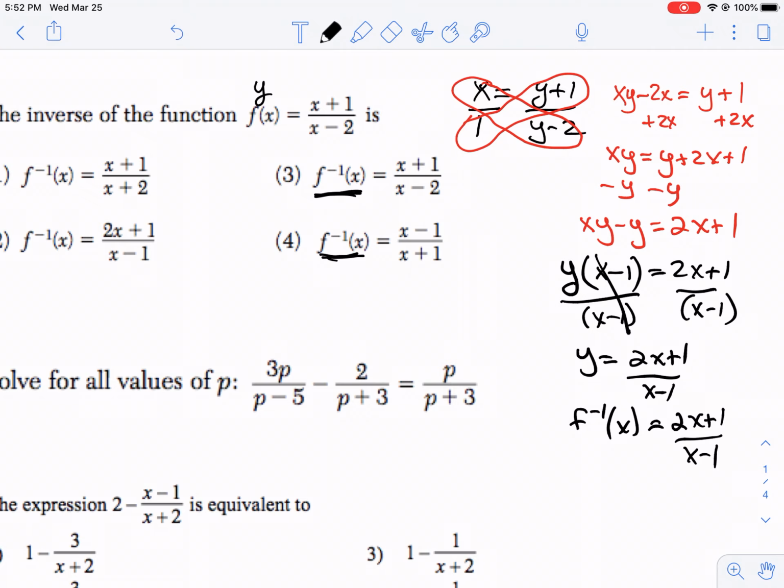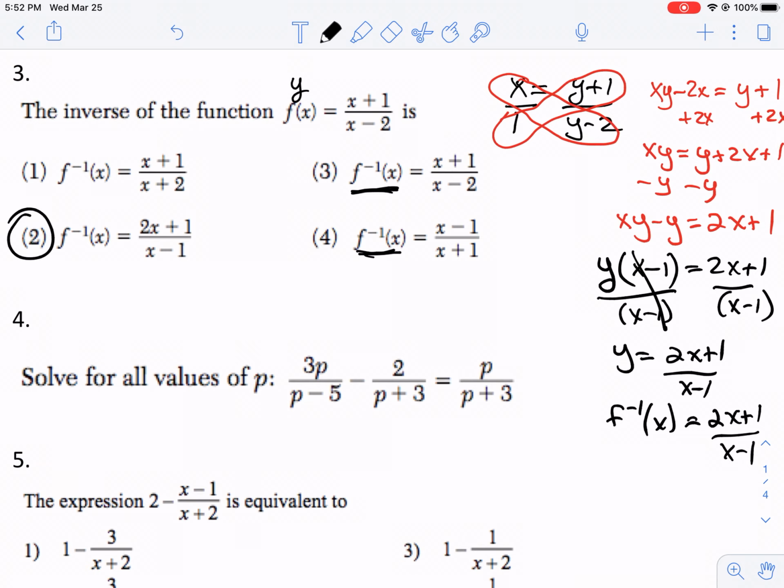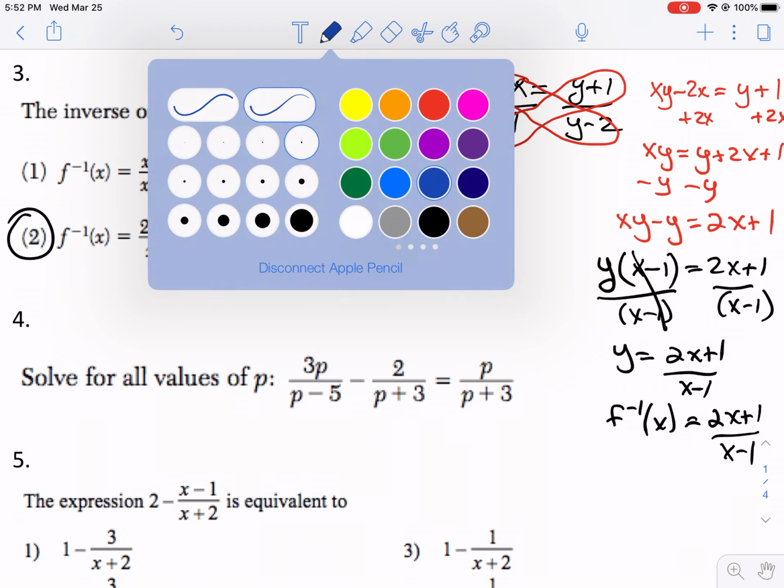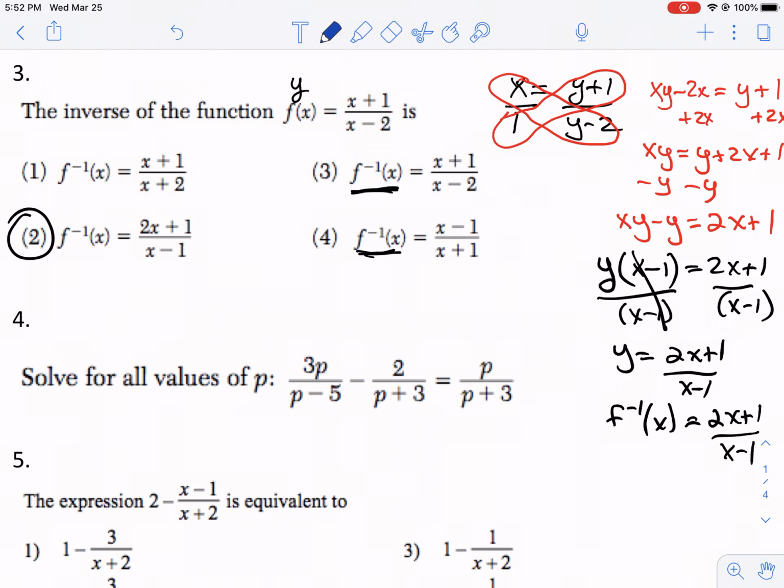And that would be choice number 2. Now, that was a very lengthy way to find the inverse. Some of you may or may not have figured that out because of the factoring of the y being tricky. So here's a backdoor approach.